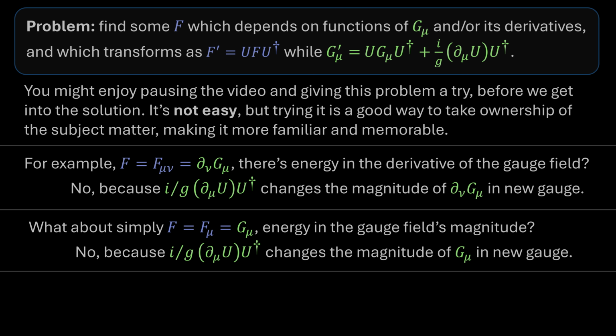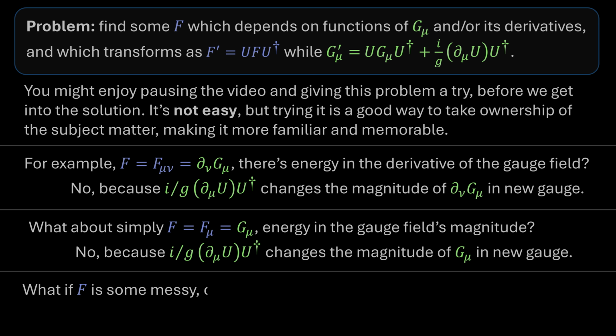Because when you go from one gauge to another, and G mu becomes G mu prime, that derivative term is going to add or subtract to the magnitude of G mu. And so if this field that we're trying to construct is F mu, then that's also going to be increasing and decreasing, and that's more than just a rotation in color space, and so that's not allowed. That's not the field that we're looking for.